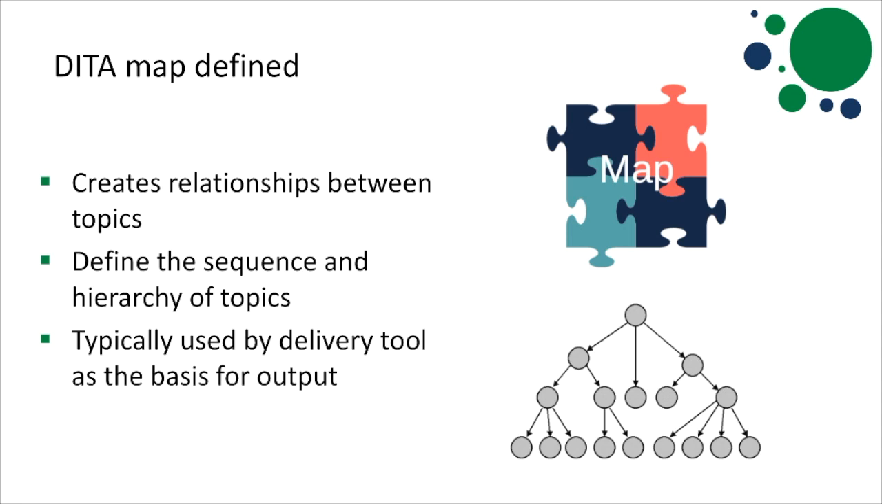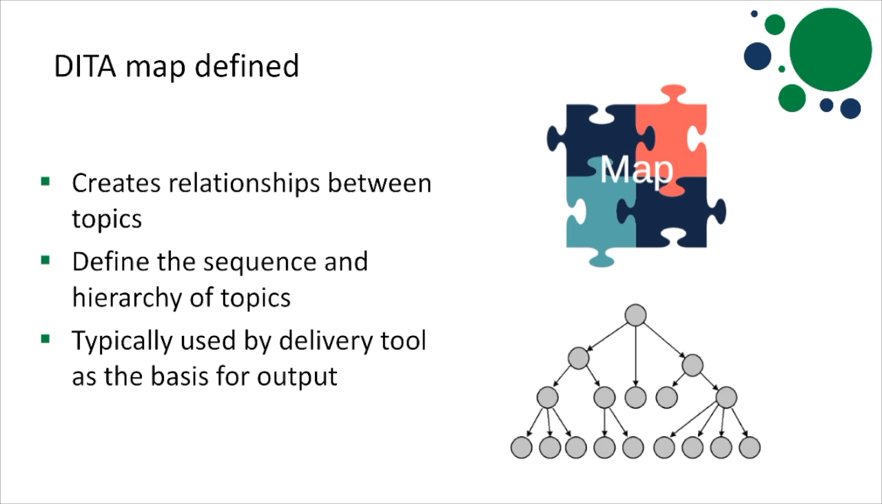Topics, as we've discussed before, are standalone pieces of content. It's not until we assemble those standalone pieces within some other structure that they have a relationship to one another. So essentially, the data map is giving us context. It's giving us hierarchy. It's giving us sequence.